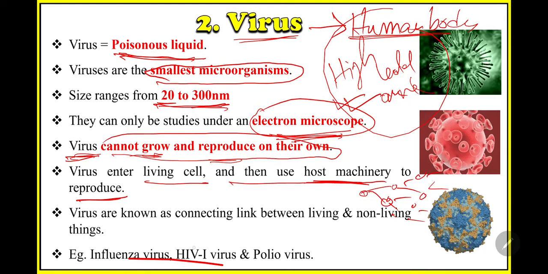Then viruses are known as the connecting link between living and non-living. Because of this habit of not being able to self grow and reproduce and depending on others, it is known as the connecting link between living and non-living. Some consider it non-living, and some consider it living, so it is a confusion till now. So it is considered a connecting link in between. Some examples are the influenza virus, then HIV virus. HIV means human immunodeficiency virus. Then the polio virus is there. Polio, all of you know.